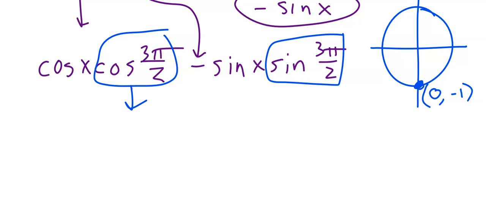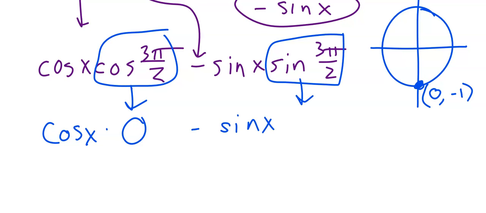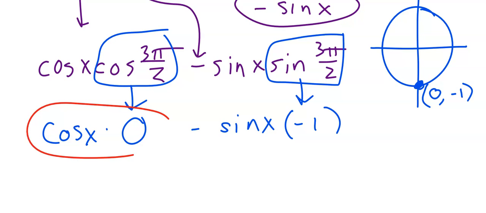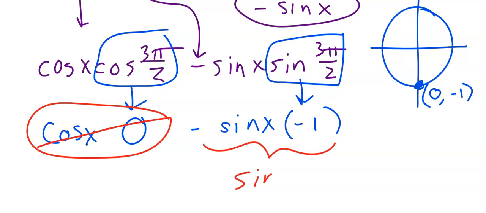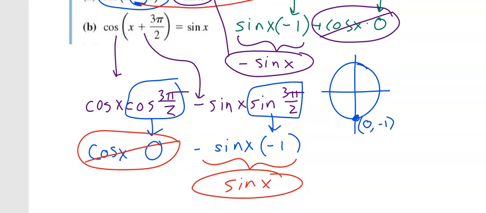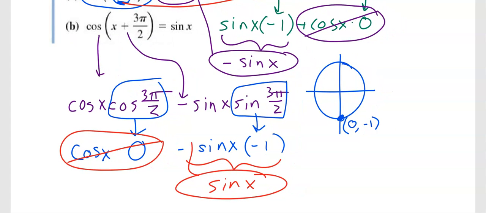So what'd you put in the place of cosine 3 pi over 2? 0. So we have cosine x times 0 minus sine x times what? Times -1, right? And so what happens to this one over here? Cancels out, right? And what do you have right here? Positive sine x. Which is exactly what you were supposed to get.